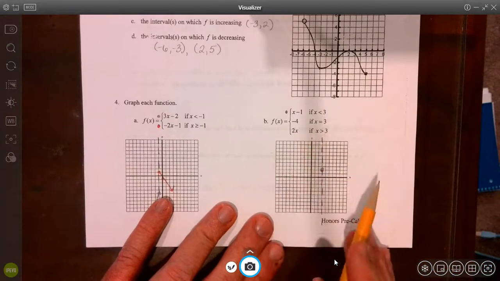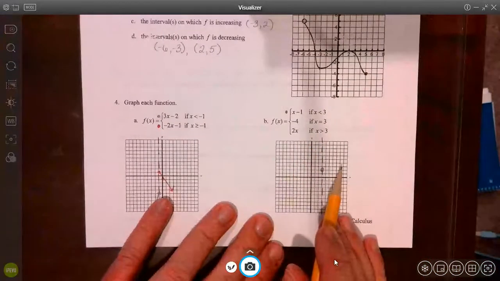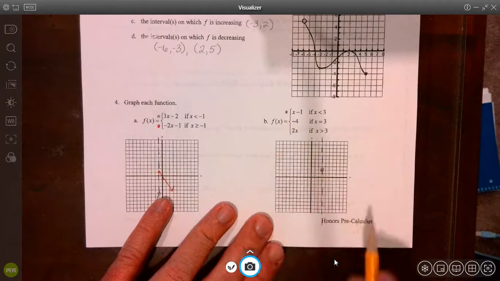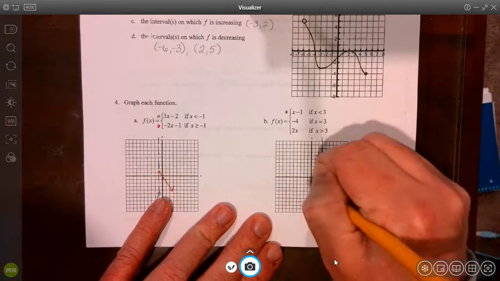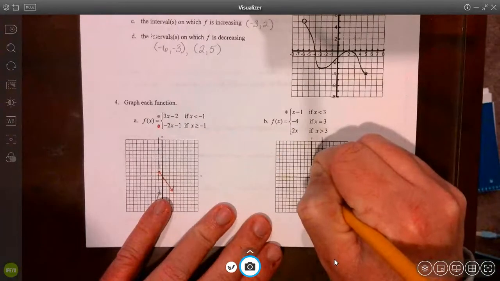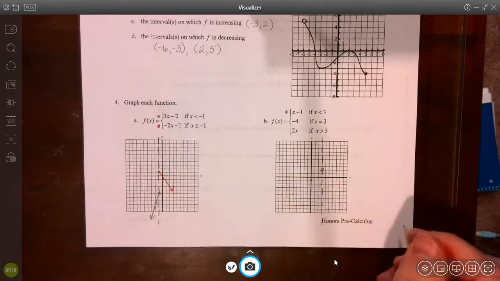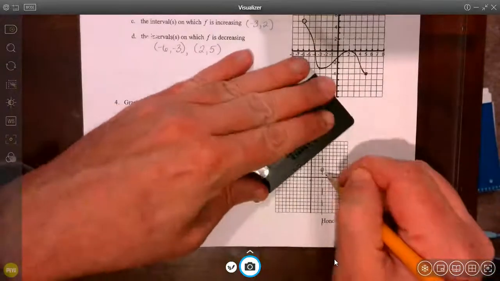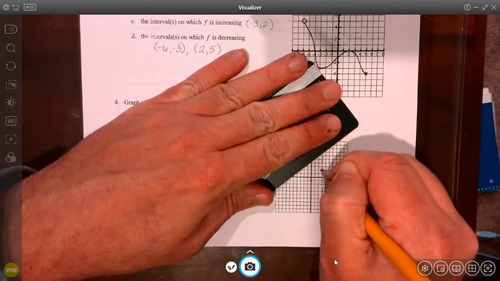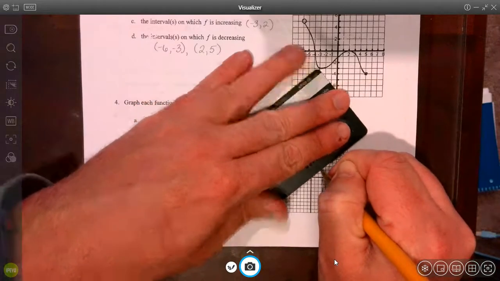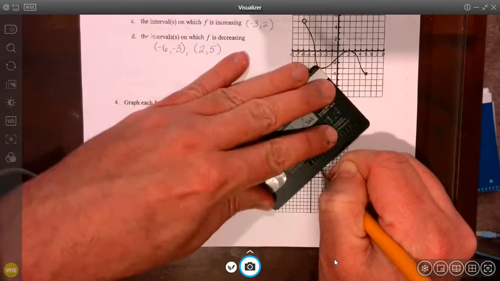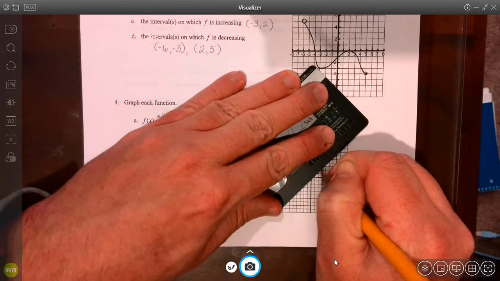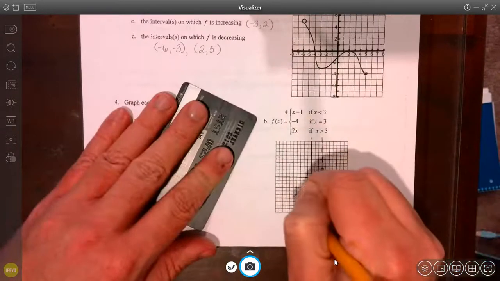I pick a value less than 3. I'll pick 0 because it's nice and easy. Plug 0 in there, I get -1. So that gives me the point 0, -1. And I can go ahead and make my line here again. There we go.